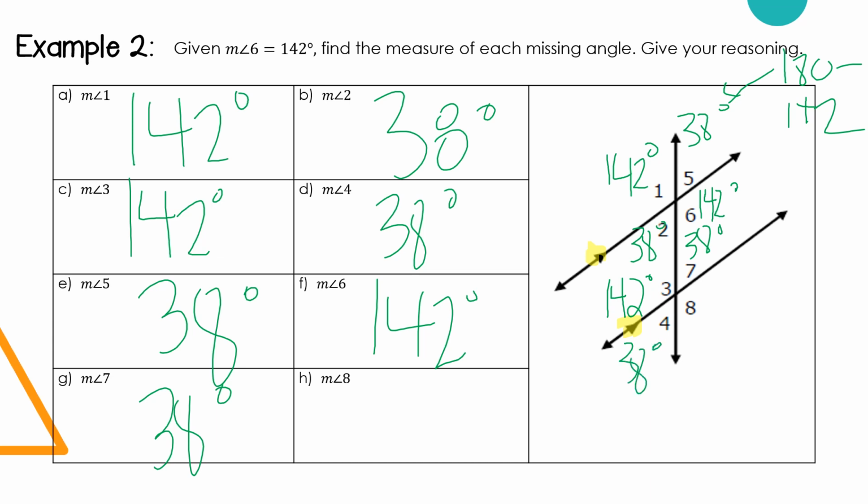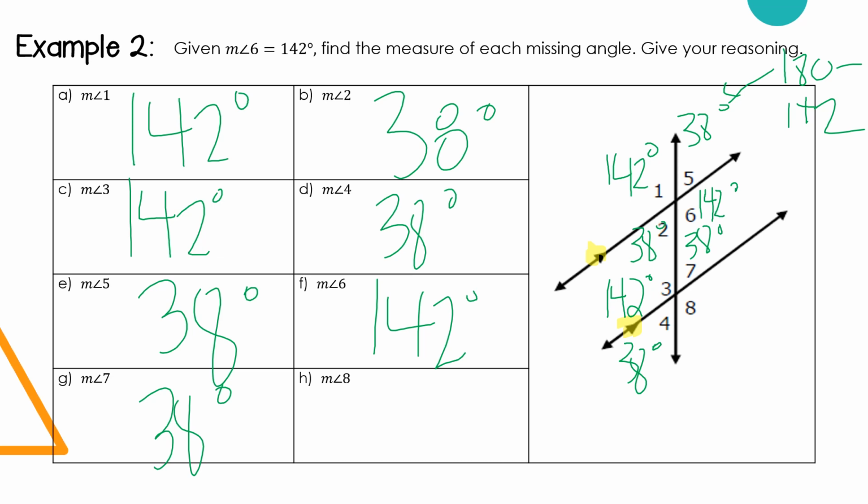Here's why. A lot of different reasons. Angle 4 is a vertical angle to angle 7, so they should be congruent. Angle 4 is a linear pair with angle 3, so they should be supplementary. Angle 4 is a corresponding angle with angle 2. They should be congruent. Or angle 4 is an alternate exterior angle with angle 5, and they should be congruent.